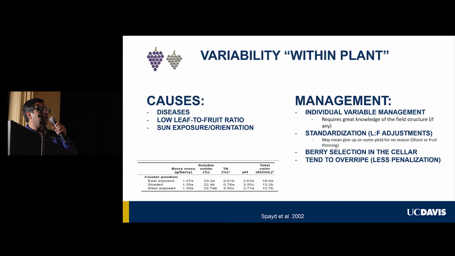This would require a great knowledge of the field spatial structure, if there's any. Standardization of the leaf area to fruit ratios. This may mean giving up on some yield again. Berry selection or sorting in the cellar. And there's less penalization if you tend to keep the grapes a lot longer on the vine, however.